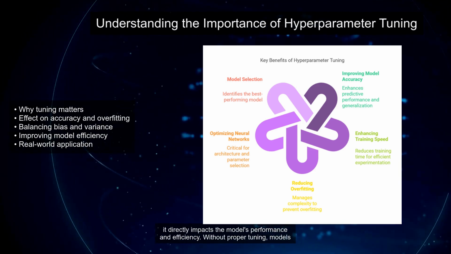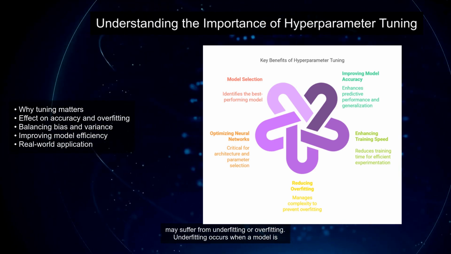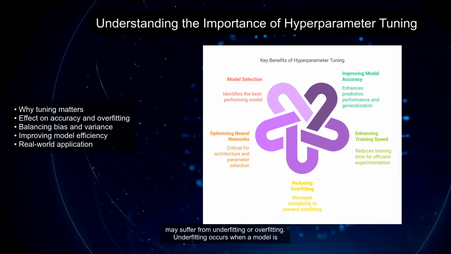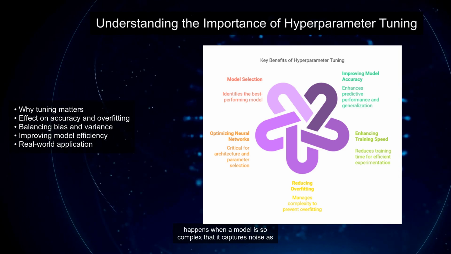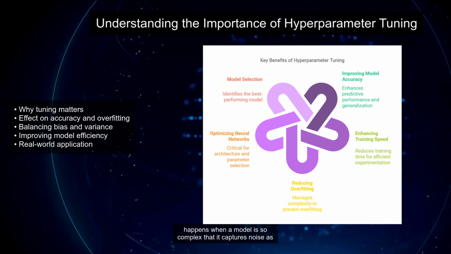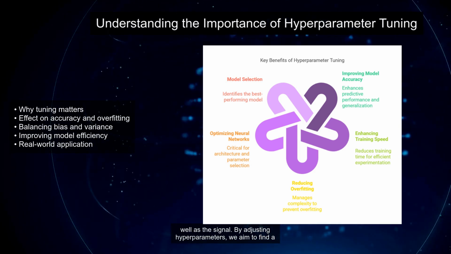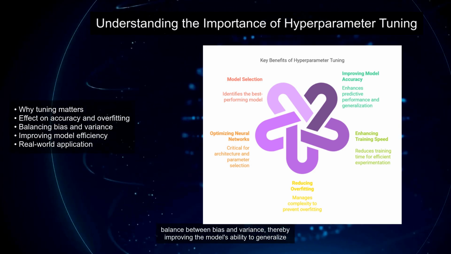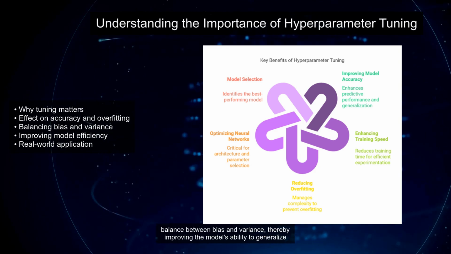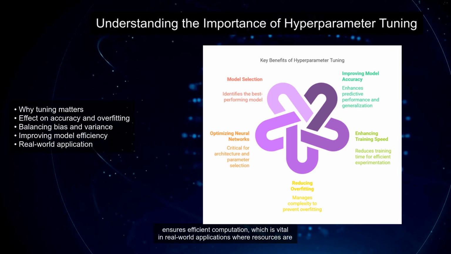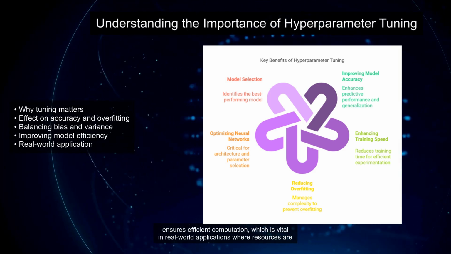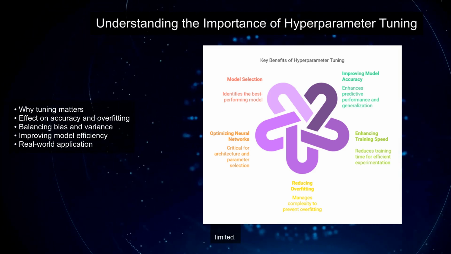model's performance and efficiency. Without proper tuning, models may suffer from underfitting or overfitting. Underfitting occurs when a model is too simple to capture the underlying patterns in the data, while overfitting happens when a model is so complex that it captures noise as well as the signal. By adjusting hyperparameters, we aim to find a balance between bias and variance, thereby improving the model's ability to generalize to unseen data. This process not only enhances model accuracy but also ensures efficient computation, which is vital in real-world applications where resources are limited.